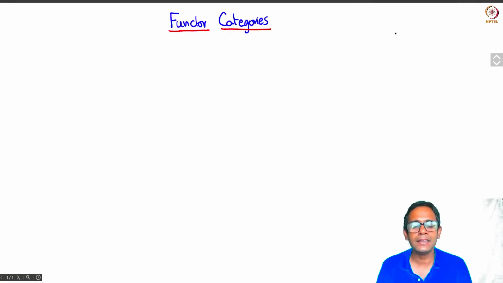We've seen categories whose objects are categories and arrows are functors. In this lecture, I'm going to show you categories whose objects are functors and arrows are natural transformations. In order to construct these categories, we need to understand the composition of natural transformations.